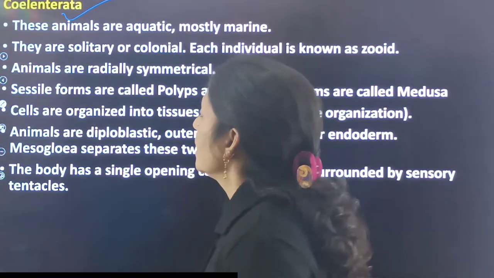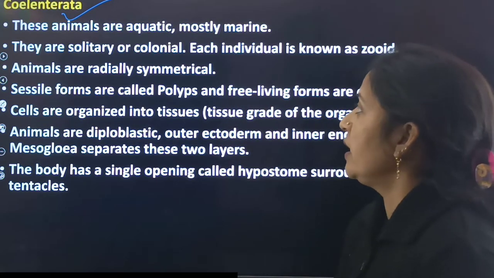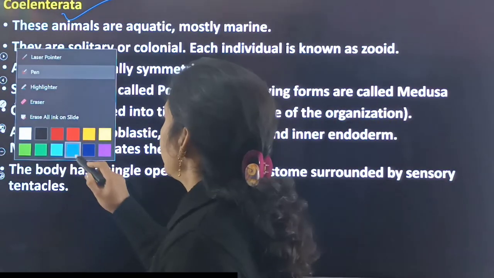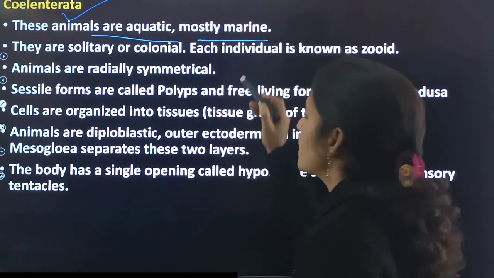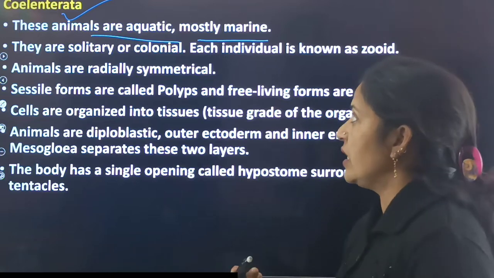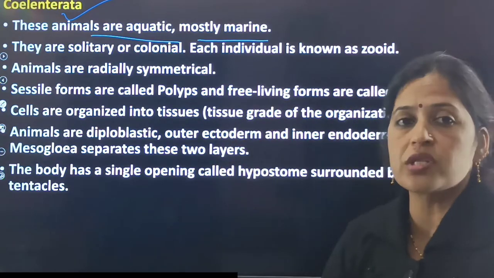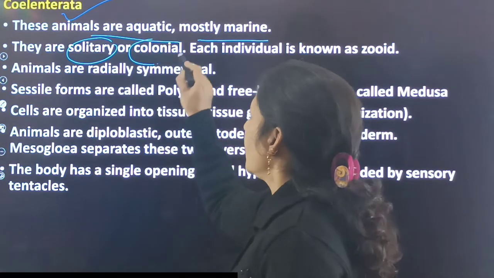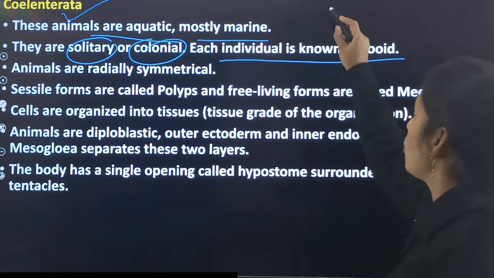Next important phylum under the kingdom Animalia is the Coelenterata. These animals are aquatic, mostly marine. They are solitary or colonial, and each individual is known as a zooid.